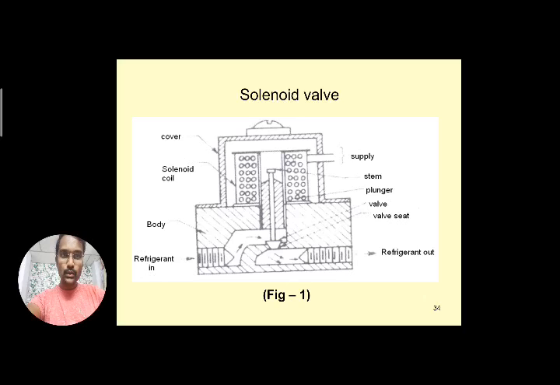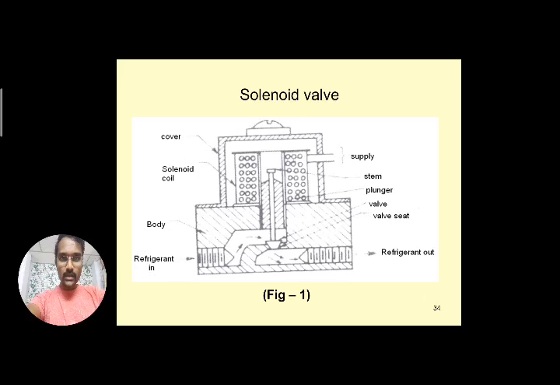Coming to the next one, the solenoid valve. It acts like a passage. Just observe the diagram first. It is completely insulated on all sides. At the bottom, the refrigerant enters through this part, and there is a valve along with a stem, plunger, valve and valve seat. It moves upward and downward. Whenever it moves, the passage opens and the refrigerant flows out of that passage.